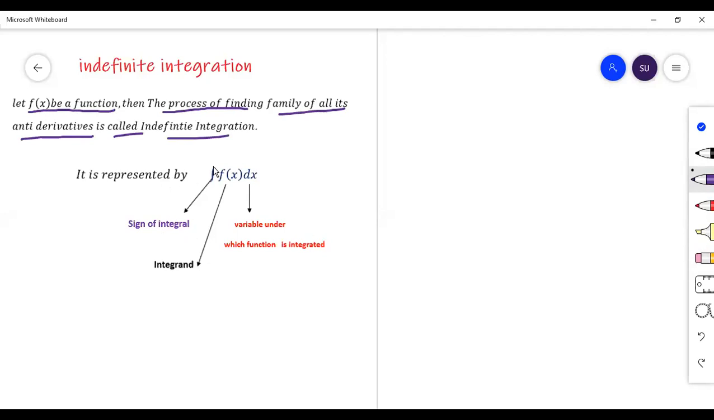Before that, it is generally represented by this, which is the sign of integration. If you write it like this, this is the sign of integration. And this f of x is the integrand, which is the function that is going to be integrated. dx is the variable with respect to which the function is integrated. Okay, let us see with an example.